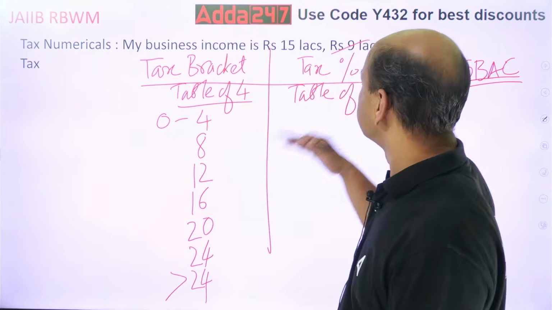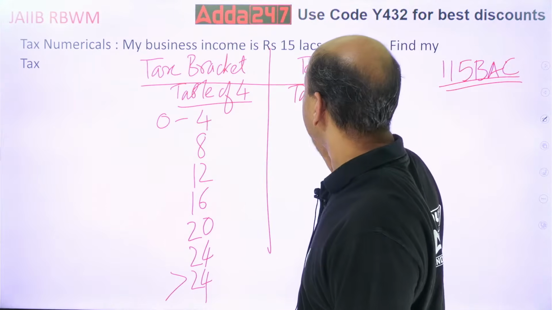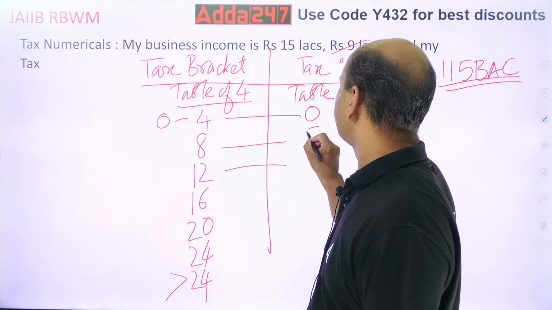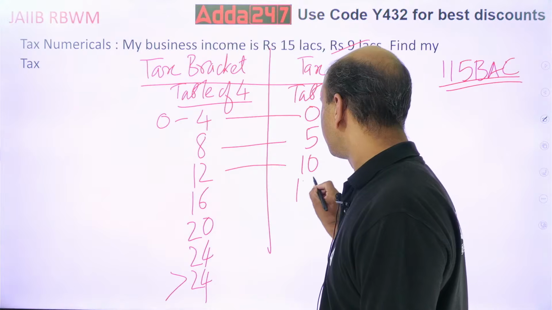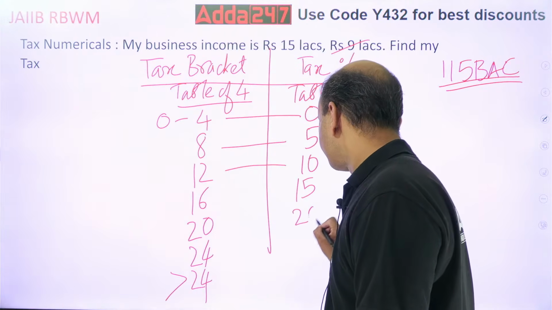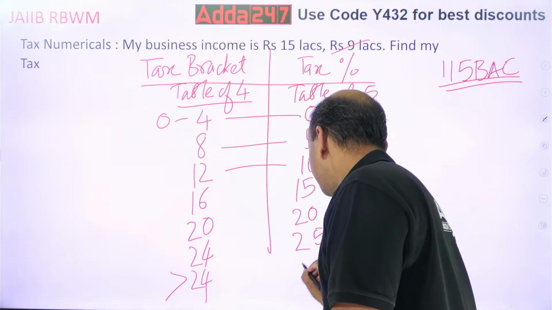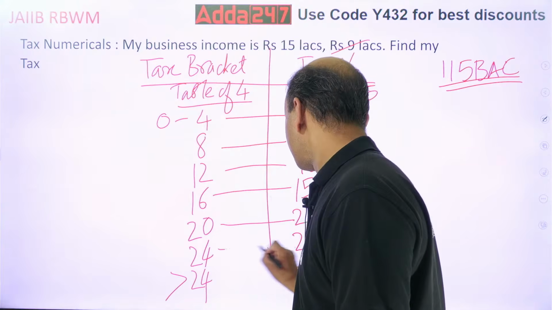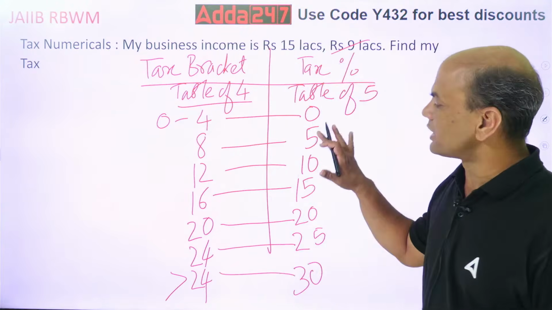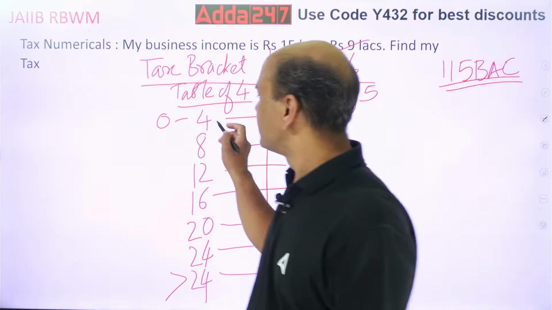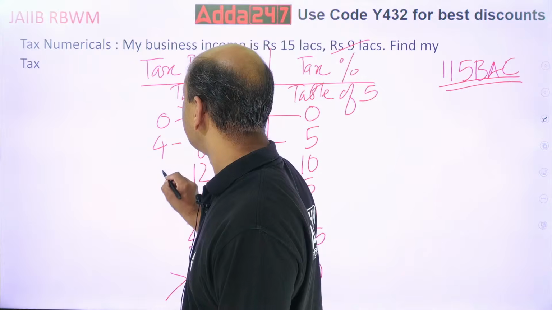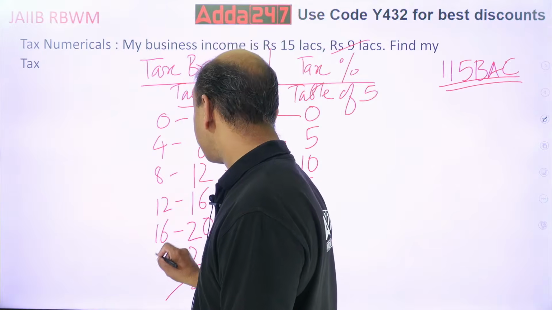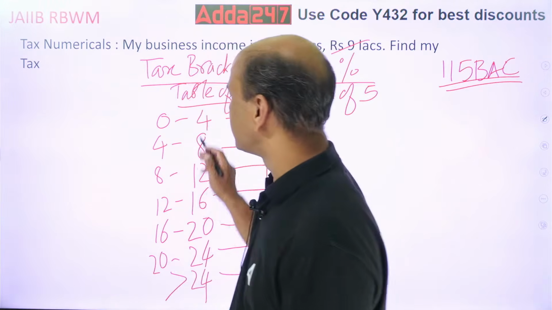Right? And this is what, table of 5. So it is 0, then again start with 5, like this: 5, 10, 15, 20, 25, and 30. Right? Mark this one to one. This is your table of tax. Okay? 0 to 4, 4 to 8, 8 to 12, 12 to 16, 16 to 20, and 20 to 24. Okay, it is like this.